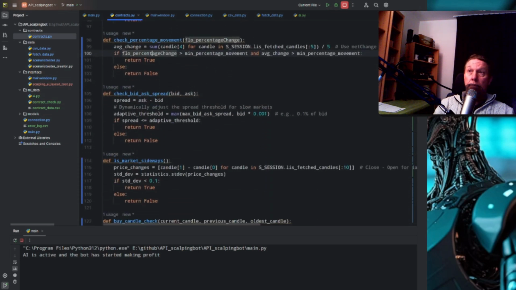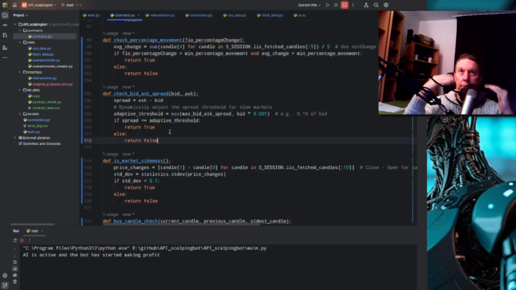That's the first one. The second one I build in is to check the bid-ask spread. The bid-ask spread means that if there is not enough trading, not enough liquidity between the bidders and the ask, the guys who want to buy and the guys who want to sell, then the price difference between bid and ask is high. And when there's a wide spread between the bid and the ask, that means there is not enough trading going on. And if so, then this will return a false.